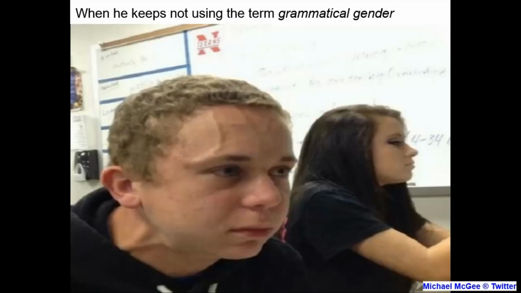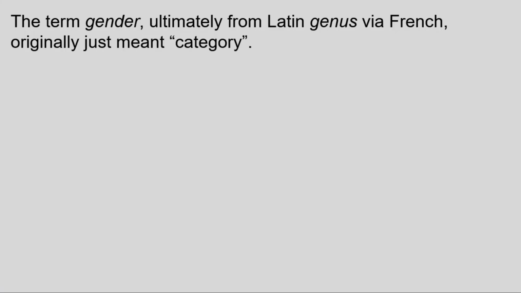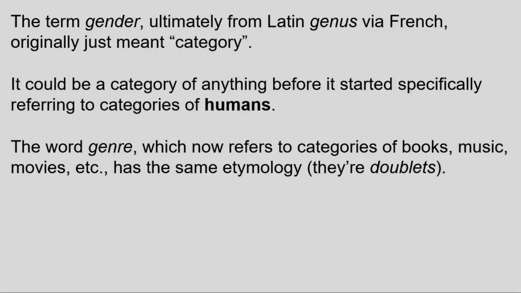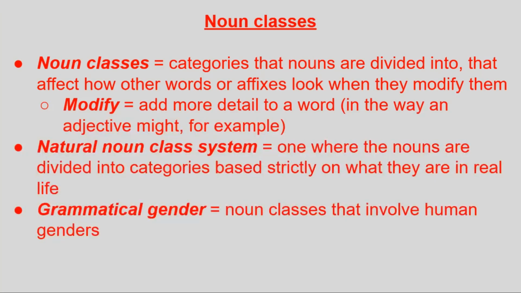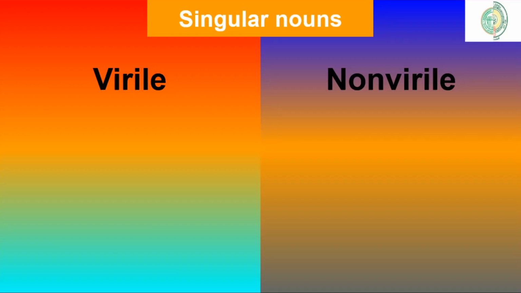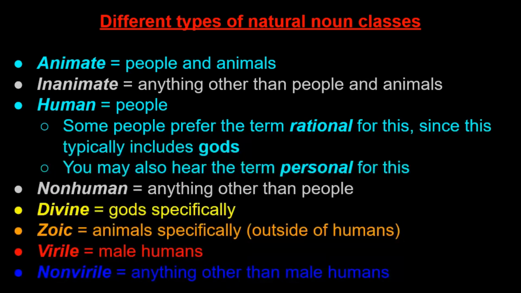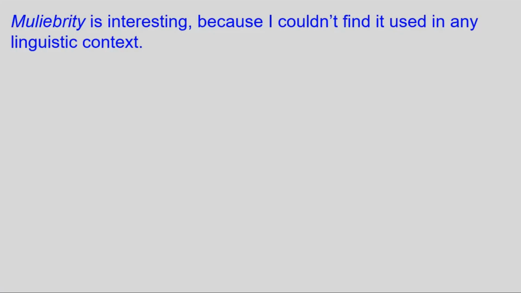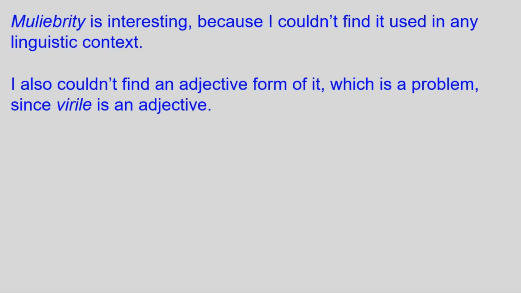Now, some of y'all may be wondering why I haven't brought up the term grammatical gender yet. This is because that's a much narrower term these days. The word gender, linguistic or otherwise, in fact actually used to just mean category before it started to specifically refer to the categories of humans. It's a doublet with genre. However, gender is something else that nouns can be sorted into. Sometimes it's still a natural system, like the system on Telugu singular nouns, virile versus non-virile. Virile means specifically male humans, while non-virile is anything that's not a male human. I haven't heard of a female equivalent for this. When I googled this question, Merriam-Webster gave me muliebrity, but this word has no apparent linguistic use, and I can't figure out how I'd make it an adjective like virile. Muliebritis, maybe?